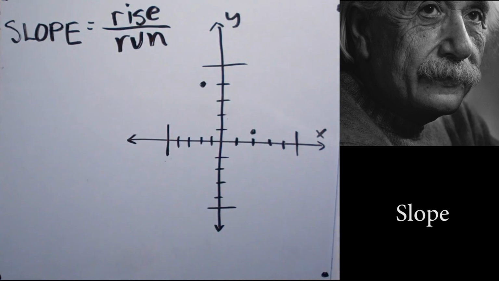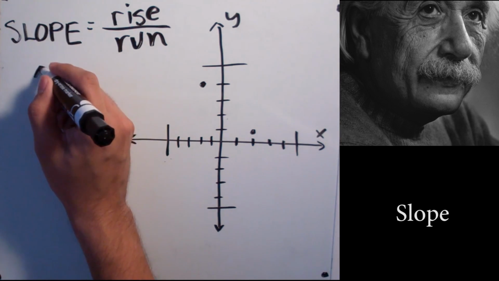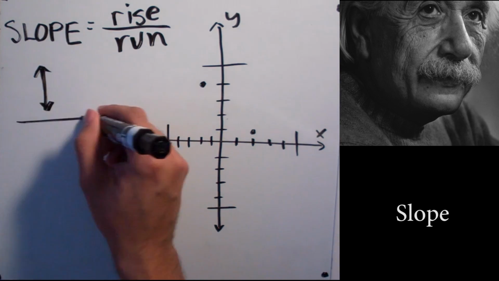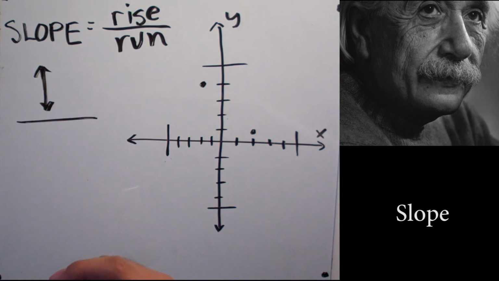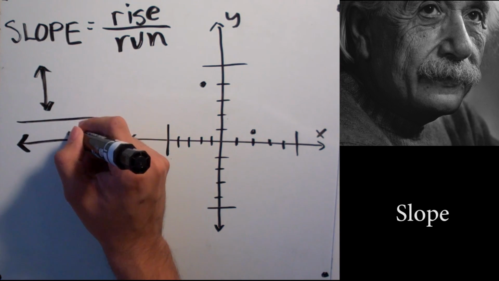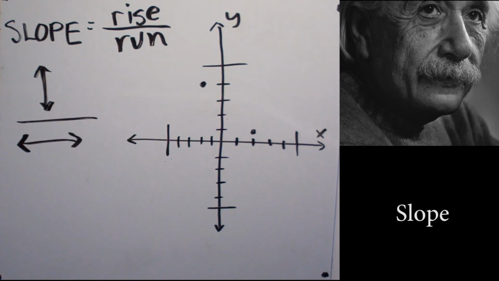Now rise, that's how much you're moving up and down. And run, on the denominator of that fraction, run is how much you're moving side to side, so left and right. And there are two different ways that you can find slope.